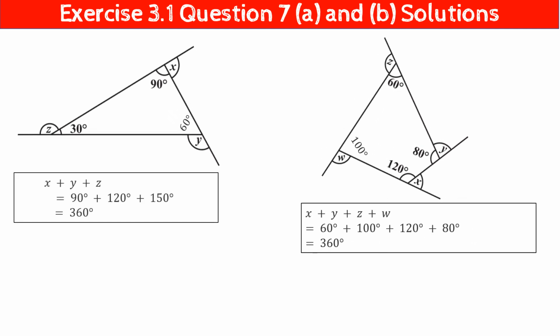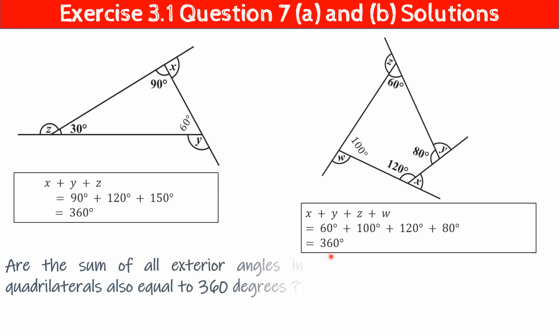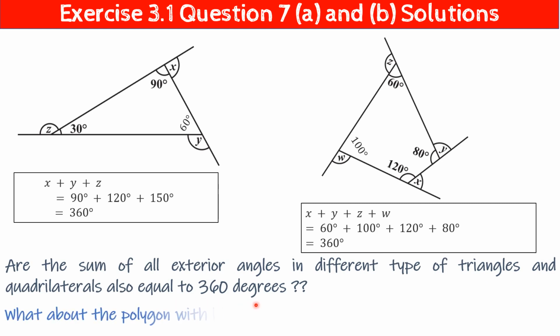If you look closely, all these angles are outside of the figure, so they are all called exterior angles. In each case, we have got 360 degrees. Is it a mere coincidence? Or is the sum of all exterior angles in different types of triangles and quadrilaterals also equal to 360 degrees? And does it apply for a higher number of sides or not? Let us find out.